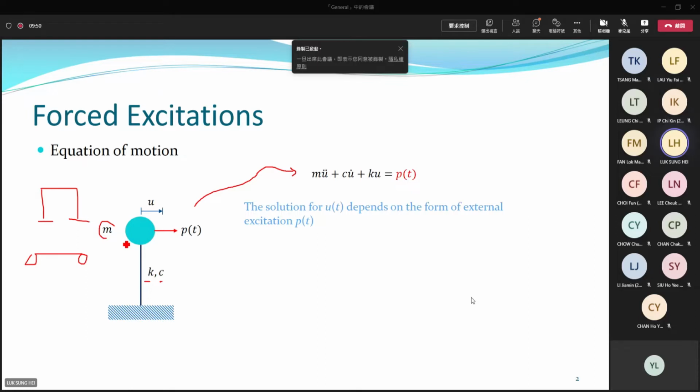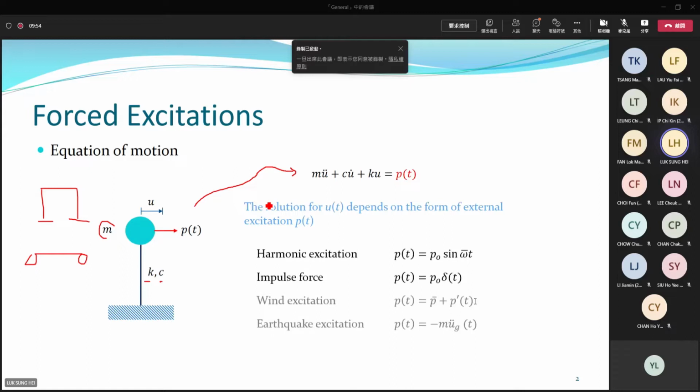m u double dot plus c u dot plus k u equals force. Force can be any kind of force. Dynamic force for sure. For static force, there is no need to use dynamics concepts. Last time we paid great attention to a particular situation, harmonic excitations. Harmonic means, in theory, sine or cosine. But normally we use the sine function as an example to discuss the structural response. If you like, you may also solve it using a cosine force, but sine is more common in our discussions.